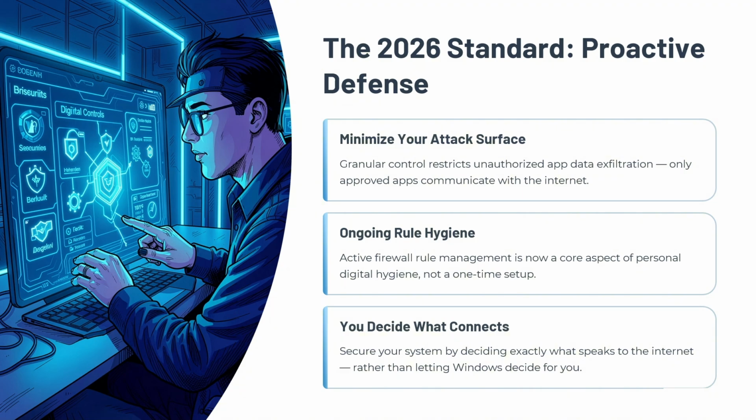And the 2026 standard: proactive defenses that minimize your attack surface. Granular control restricts unauthorized app data exfiltration, and only approved apps communicate with the internet. Ongoing rule hygiene: active firewall rule management is now a core aspect of personal digital hygiene, not a one-time setup. You decide what connects. Secure your system by deciding exactly what speaks to the internet rather than letting Windows decide for you.